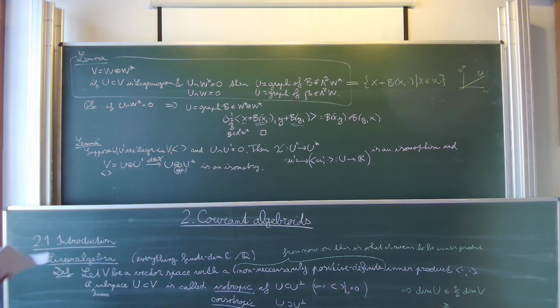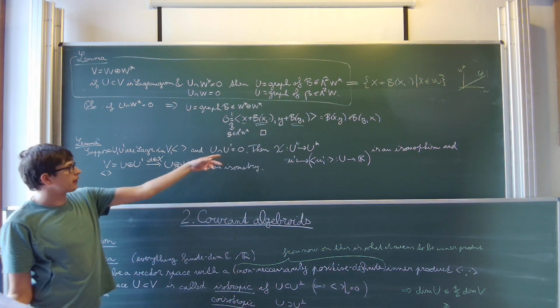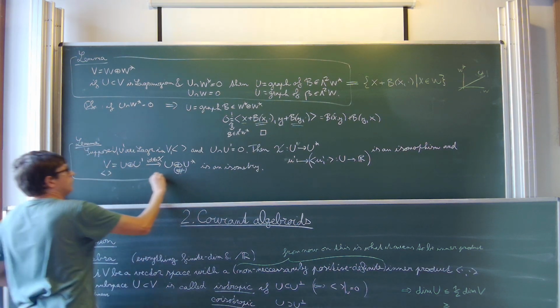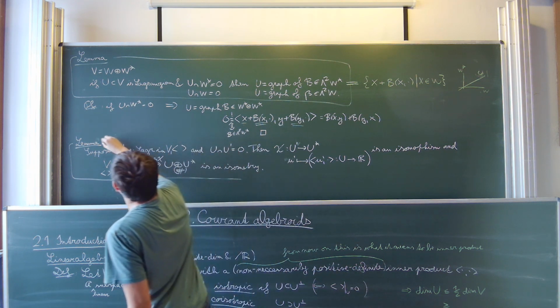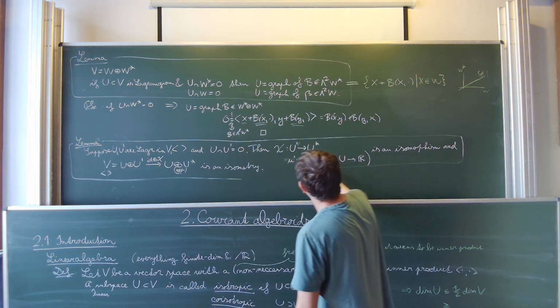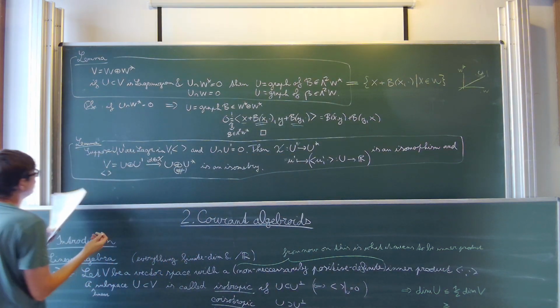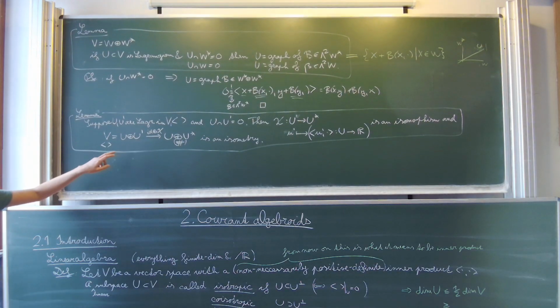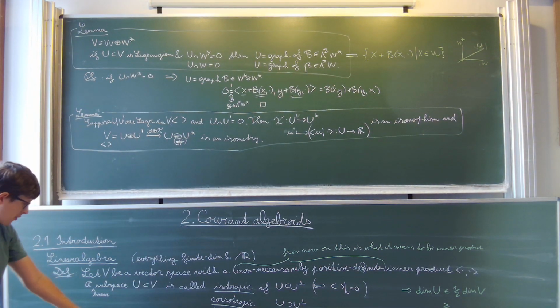Okay, so the moral of the story is that each time you have two Lagrangians which are complementary in this sense, then essentially the space looks like this. In other words, each choice of two complementary Lagrangians gives you an identification of the whole thing with this model.